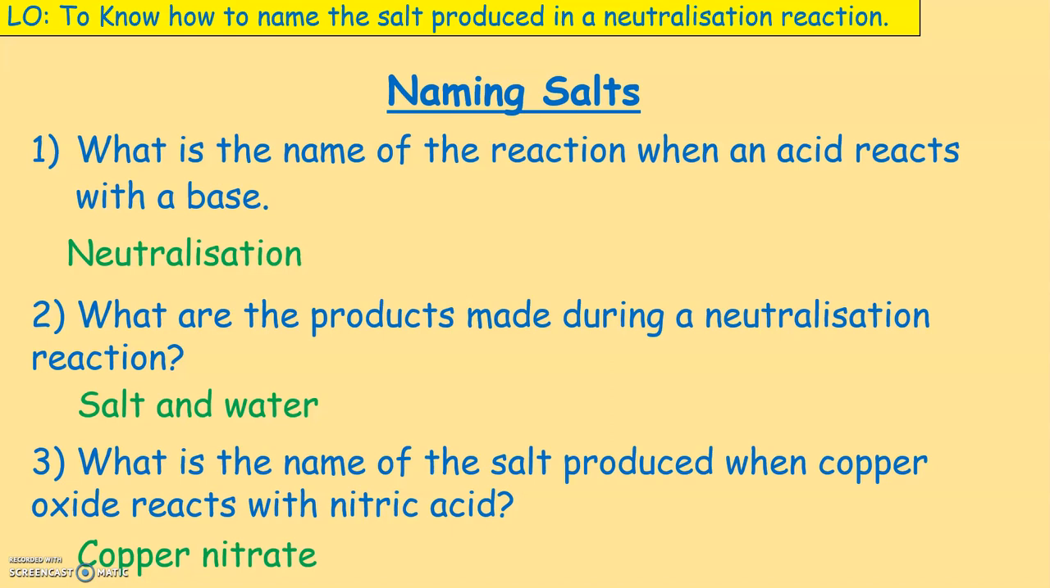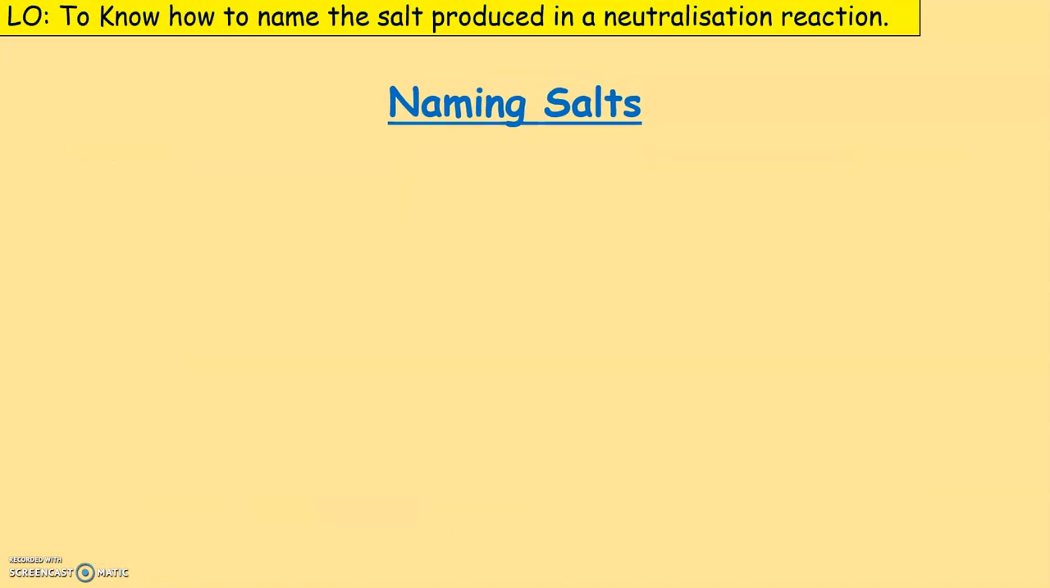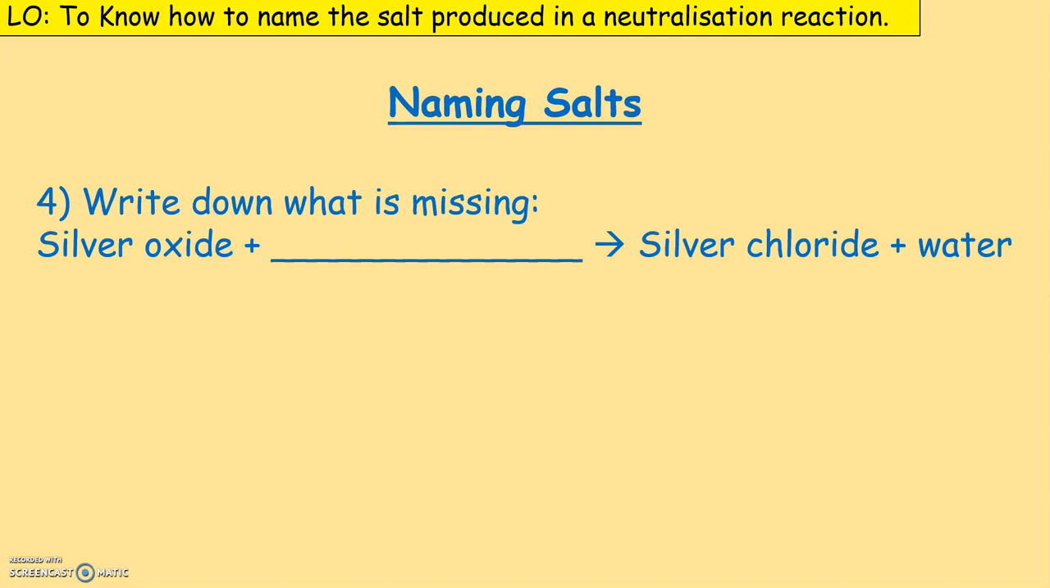Now, do not worry because we're going to be doing more practice questions on this, okay? Now, oops, I just gave you the answer, but that's fine. This question says silver oxide reacts with something to give us silver chloride and water. Remember, the hydrogen ion comes from the acid, and the hydroxide ion comes from the alkali. We know that the oxygen is coming from silver oxide, so the rest should come from hydrochloric acid. So silver oxide reacting with hydrochloric acid gives us silver chloride plus water.